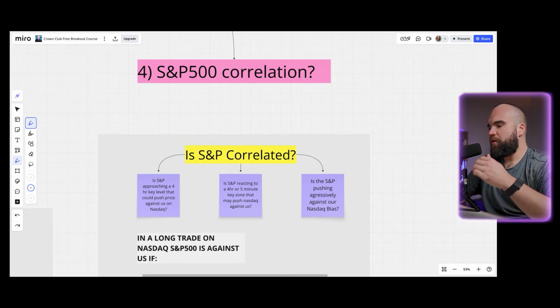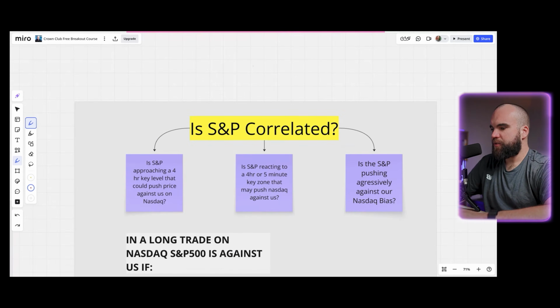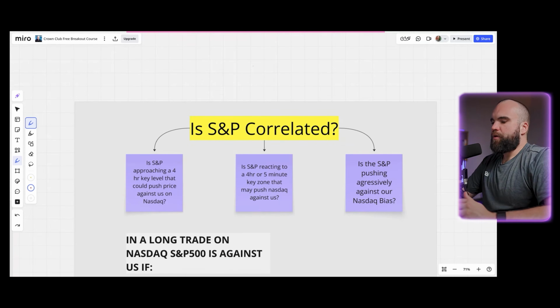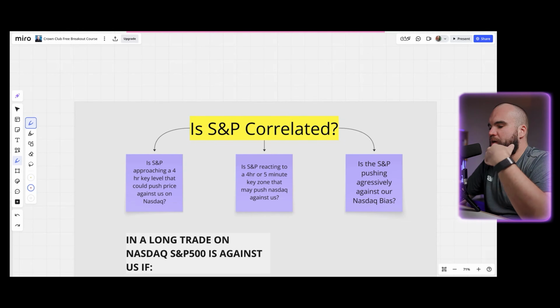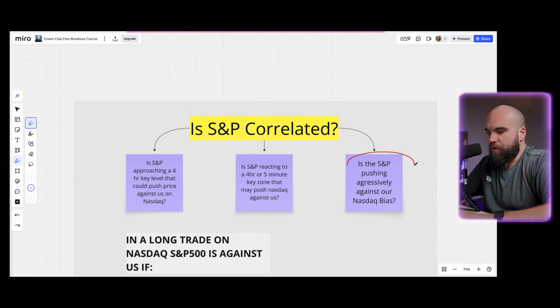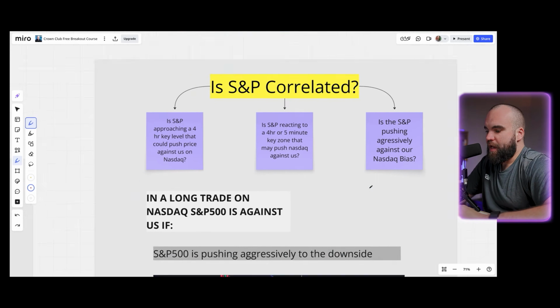Now, the next thing I look at only applies to those of you who trade the NASDAQ, but it's the S&P 500. Is it correlated with the NASDAQ at current? Basically meaning, is the trade idea that we're about to take in line with what's happening on the S&P 500? So we ask ourselves three questions. Is the S&P 500 approaching a 4-hour key level which could push price against us on the NASDAQ? And we also ask ourselves, is the S&P reacting to a 4-hour or 5-minute key zone that may push NASDAQ against us? And then we also want to ask, is the S&P pushing aggressively against our NASDAQ bias in any way, shape, or form?